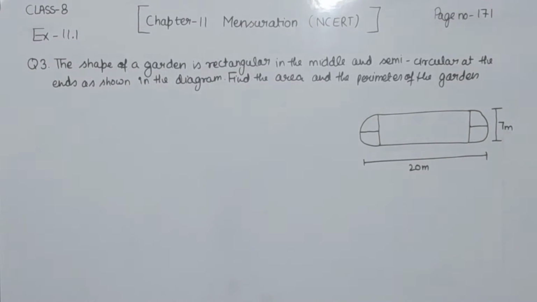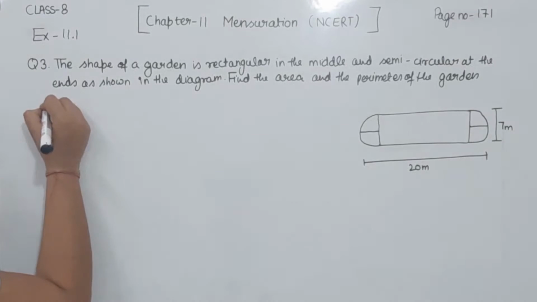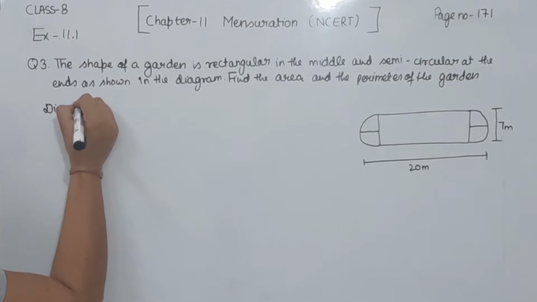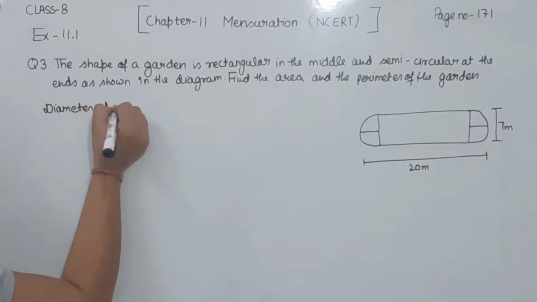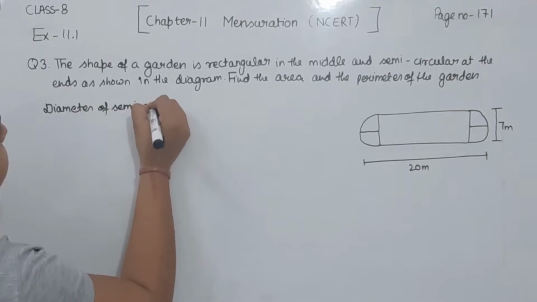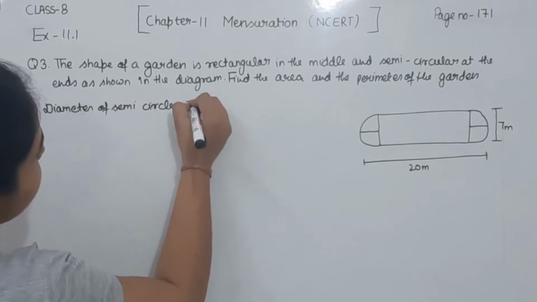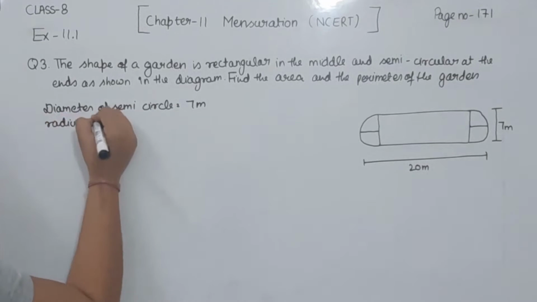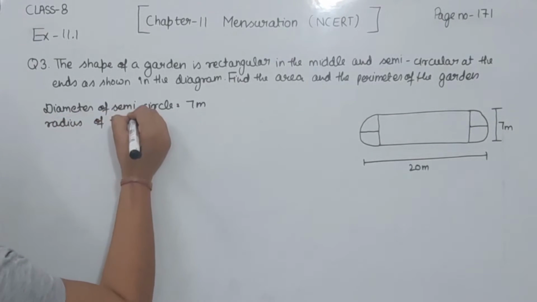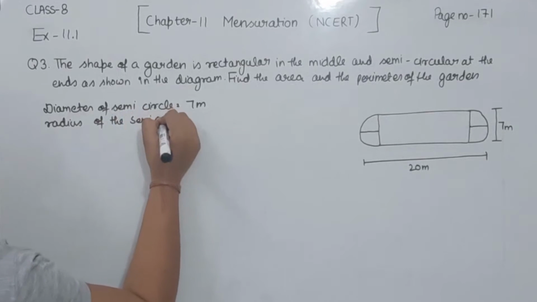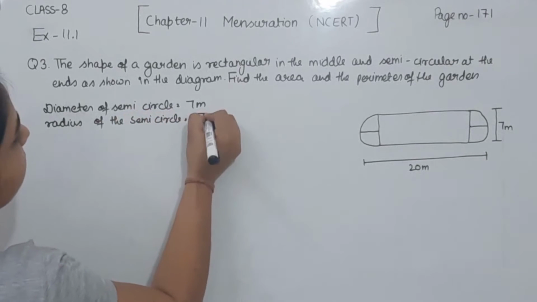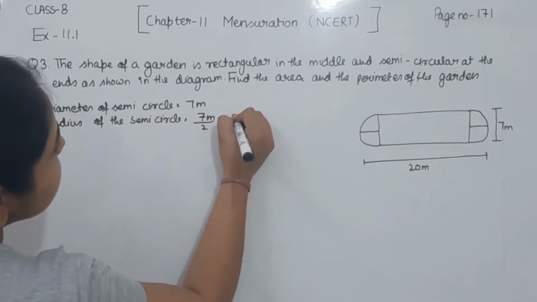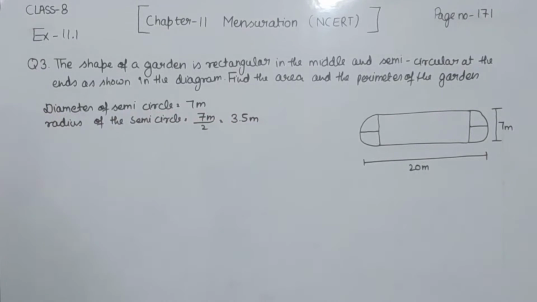So I'm going to write here: diameter of the semicircle, this one we are having 7 meter. Then the radius of the semicircle is 7 divided by 2. So this is 3.5 meter.